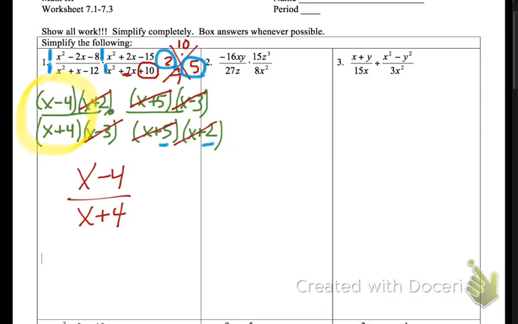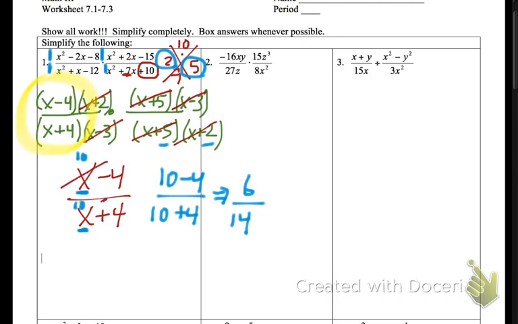Now some students might be tempted to try to divide out this x with this x. Well, let's see why that doesn't work. Let's say x is 10. So that would be 10 minus 4 over 10 plus 4. This would be 10 minus 4 is 6, 10 plus 4 is 14. If you think it's okay to just cancel these x's, that would be equivalent to canceling these 10s, which would simplify to negative 4 over 4. Well, these aren't equivalent, so we did something wrong.